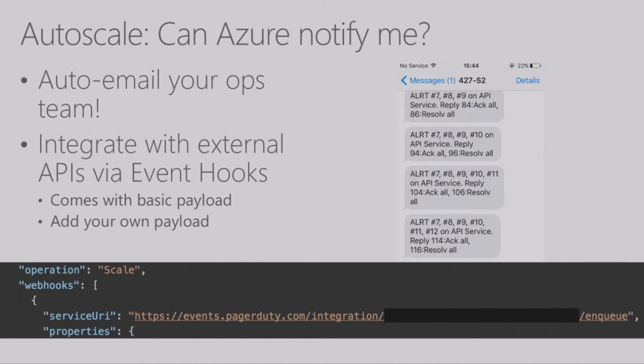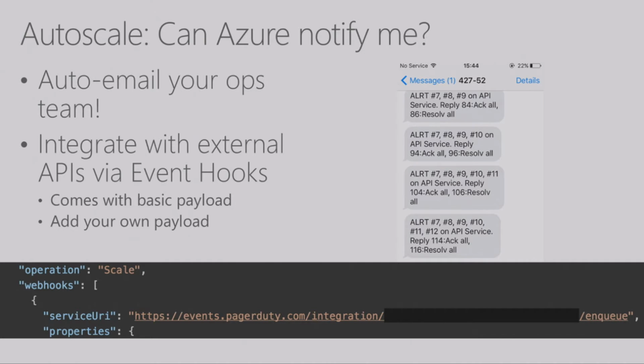But you can also integrate with external APIs via event hooks. Now, these event hooks come with a basic payload that says what resource is triggering the alert and this sort of information, basic information. But you can also add your own custom information to it to satisfy whatever third-party dependency you have. And the screenshot on the bottom is a screenshot from the JSON configuration that I showed earlier that integrates with PagerDuty.